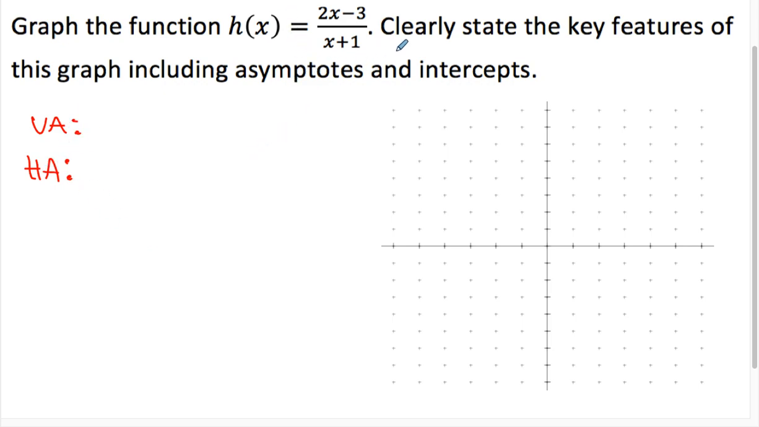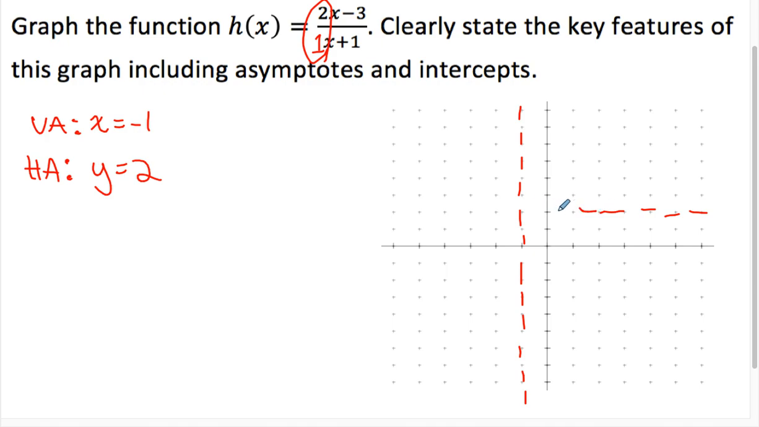Vertical asymptote, that's where the function's undefined, so we look at the 0 of the denominator. The 0 of the denominator would be negative 1, so there's a vertical asymptote at negative 1. So I could plot that right now, vertical asymptote at negative 1. The horizontal asymptote is going to be equal to the quotient of the leading coefficient of the numerator divided by the leading coefficient of the denominator. So 2 divided by 1 is 2, so we're going to have a horizontal asymptote at y equals 2. So I can plot that now as well.